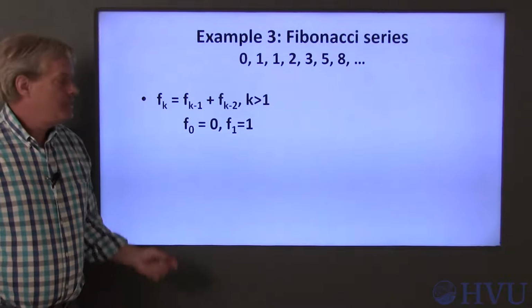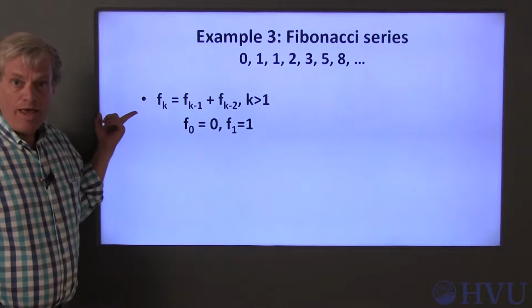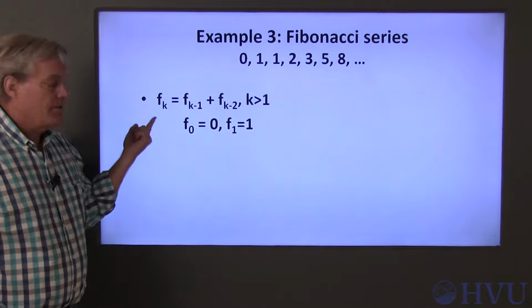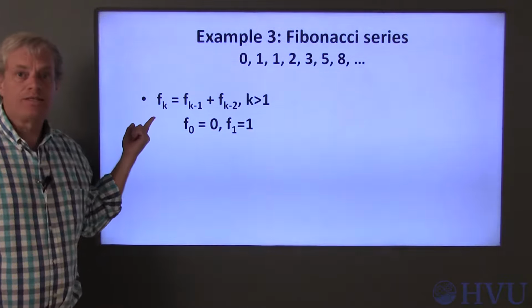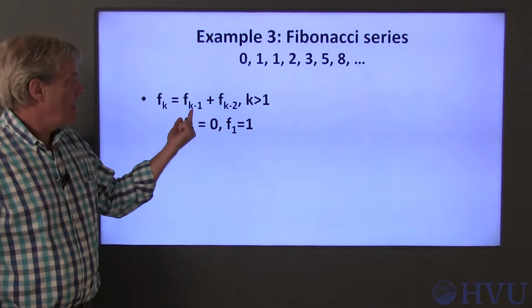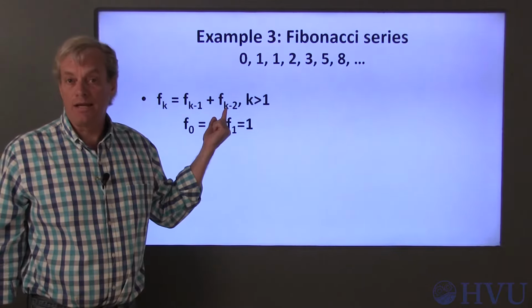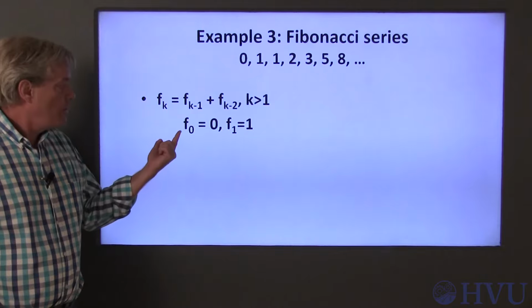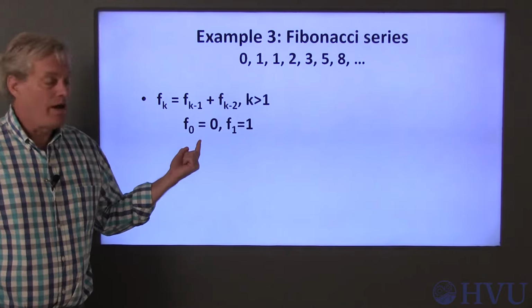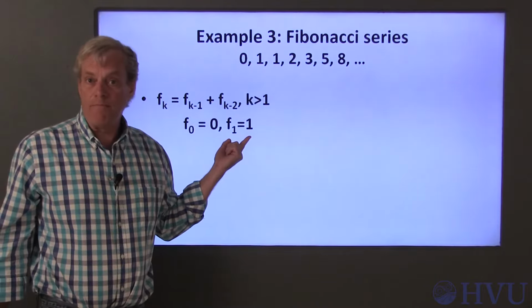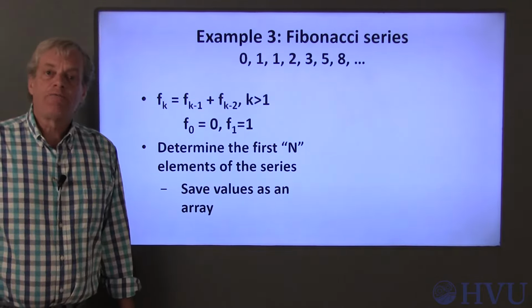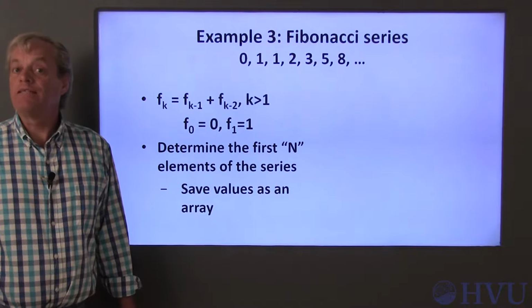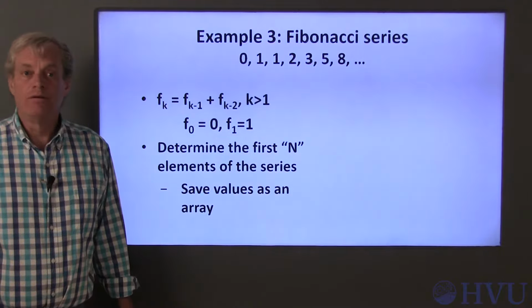Mathematically, the Fibonacci series is usually expressed this way. For k greater than 1, the kth element of the series, f sub k, is the sum of the previous two elements, the k minus first and the k minus second elements. K is typically started at 0, so the 0th element of the series is 0 and the first element of the series is 1. I want to write a set of code that creates the first n elements of a Fibonacci series and save those values in an array.